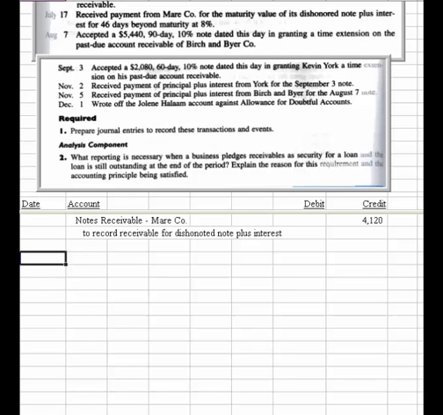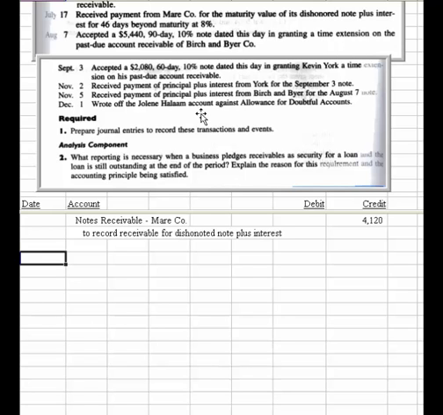Okay, now you've noticed the screen probably changed a little bit. I've gone ahead and positioned it so that we've got some room to work on the remaining transactions. So let's start out with the July 17th transaction.